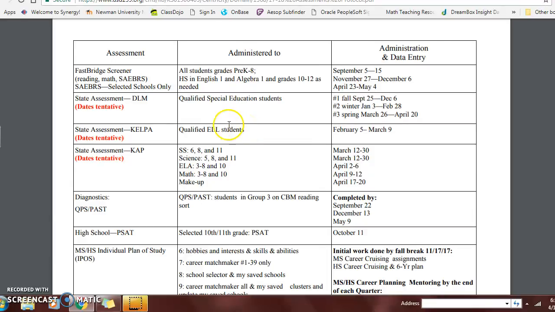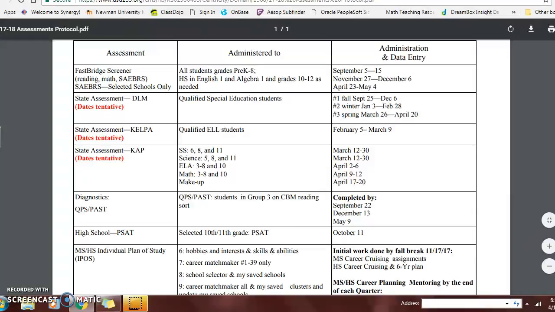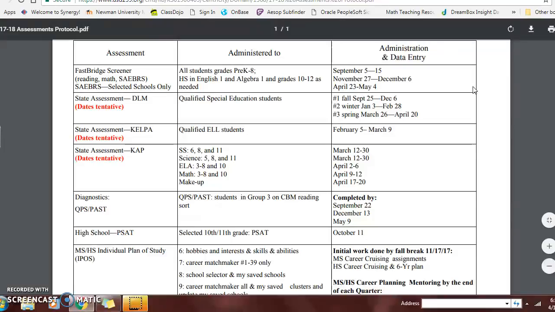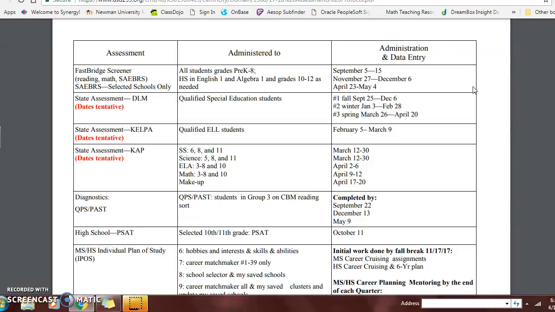Okay, so this is the USD 259 assessments protocol. This is for the 17-18 school year, and I teach third grade, so I'm going to go over some of the tests that we give to our third graders.